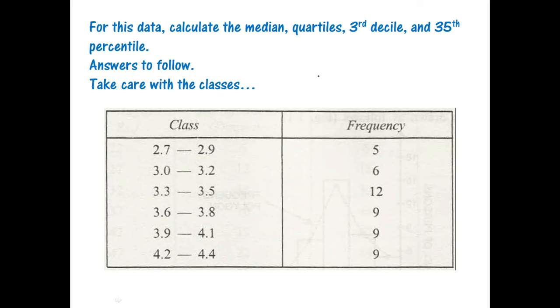So now you've got another question to try. For this question, you're calculating the median, quartiles, 3rd decile, and 35th percentile. The answers follow, but not worked solutions, just the answers. And as it says here, take care with the classes, because as you might notice, the classes jump. So you have to make sure that when you're actually doing your calculations, you make them meet up. So for instance, you're assuming that the classes actually go from 2.95 up to, for this particular class, 3.25, etc.